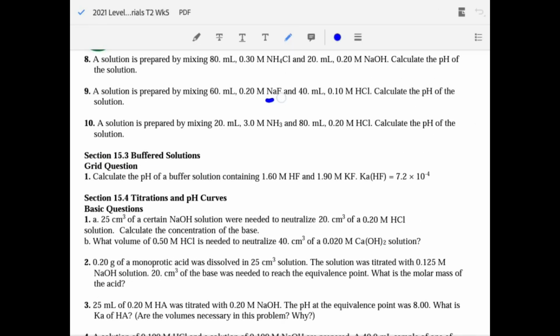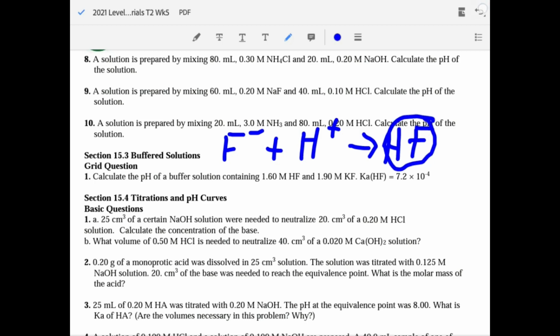Nine. NaF and HCl. So F minus plus Cl minus plus H plus to give HF. Now, is the product a base or an acid? It's HF, so it's an acid. This is the conjugate base. So use Ka. F minus: 60 times 0.2, that is 6 times 2, 12 millimoles. H plus: 40 times 0.1, it's 4. So then this goes away, this becomes 4, 12 minus 4 is 8. So base over acid, so 8 over 4.